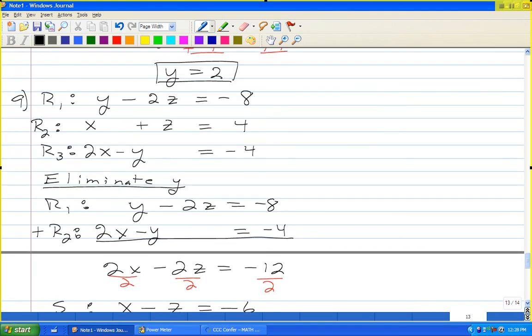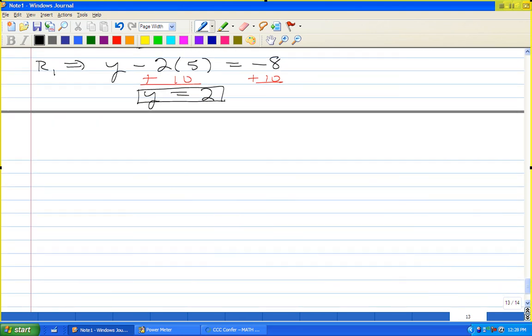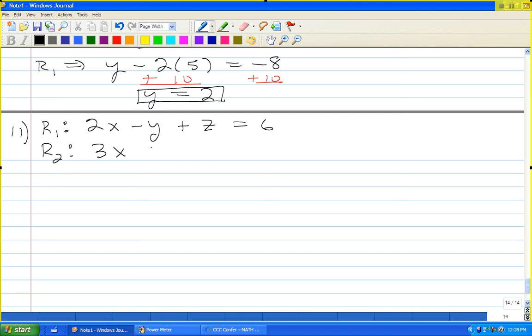Okay, let's do problem number 11. 2x minus y plus z equals 6. 3x minus y plus z equals 6. 4x minus 2y plus 2z equals 12. A lot of things are going to cancel there.